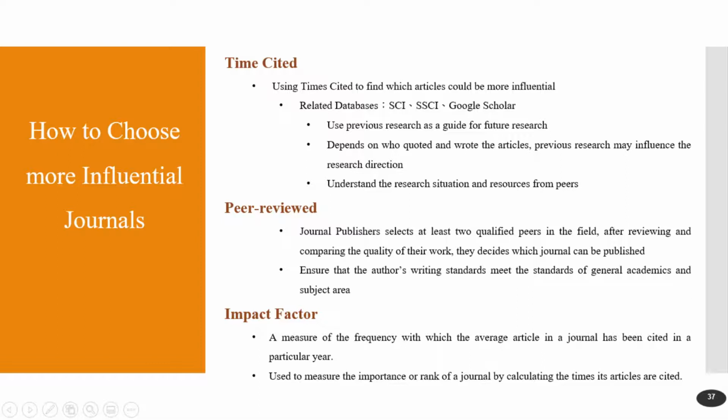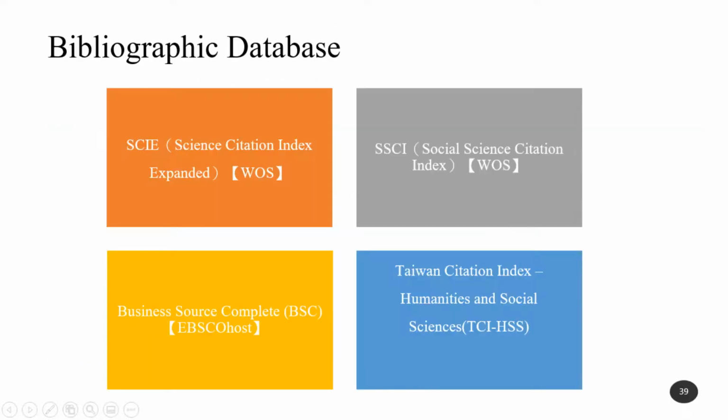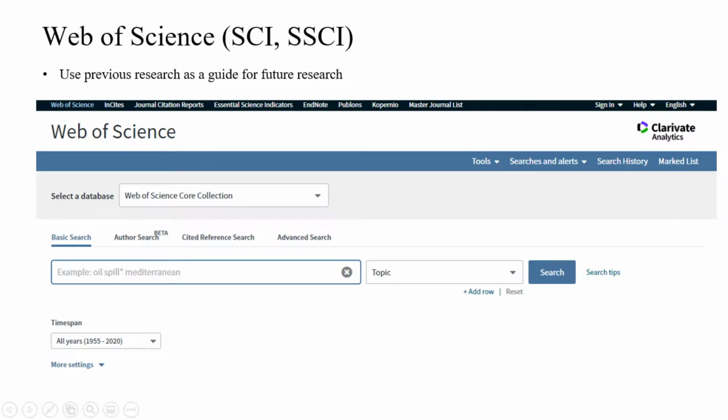Lastly, impact factor is a measure of the frequency with which the average article in a journal has been cited in a particular year. Used to measure the importance or rank of a journal by calculating the times its articles are cited. You can find the bibliographic database from our library website. These are the databases for the bibliographic database. Here are several examples.